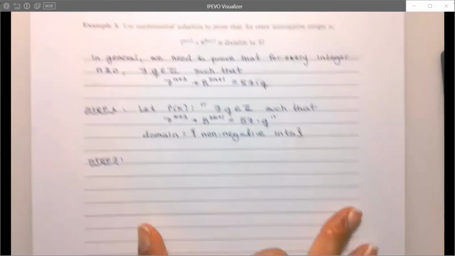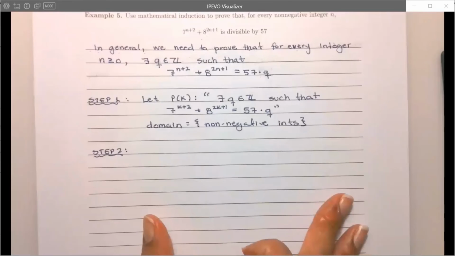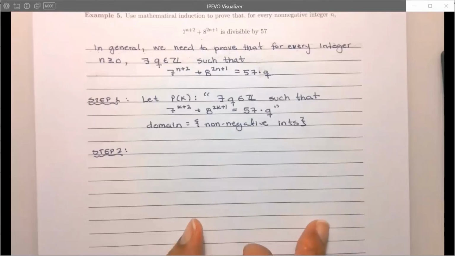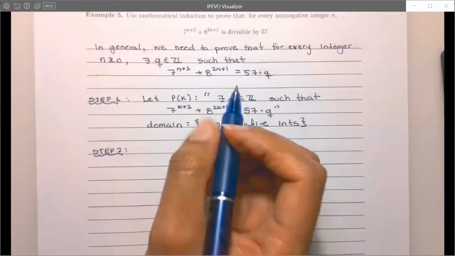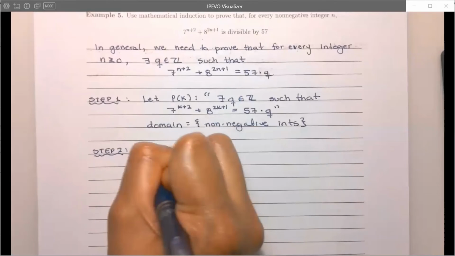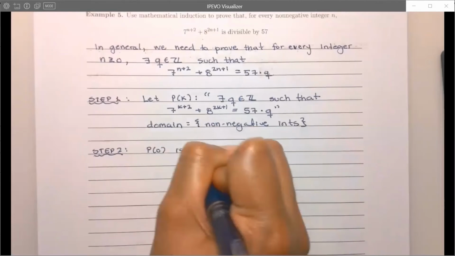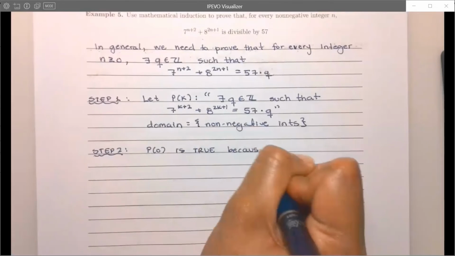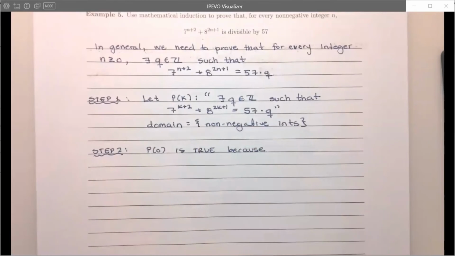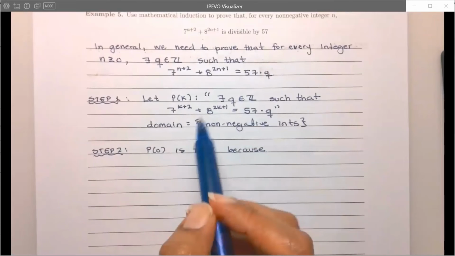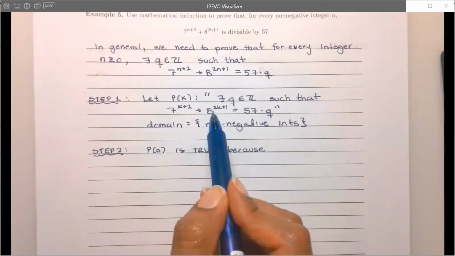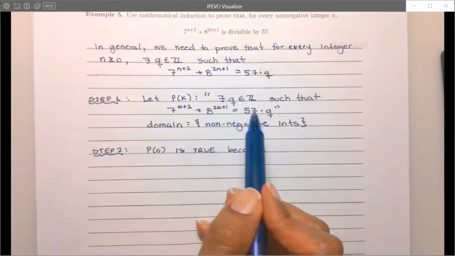Here's step number 2. We're going to prove the basis step. And since we're talking about non-negative integers, the smallest possible element of the domain is P of 0. So P of 0 is true because, well, what is the statement P of 0? The statement P of 0 is that 7 to the 0 plus 2 plus 8 to the 2 times 0 plus 1 will be a multiple of 57.